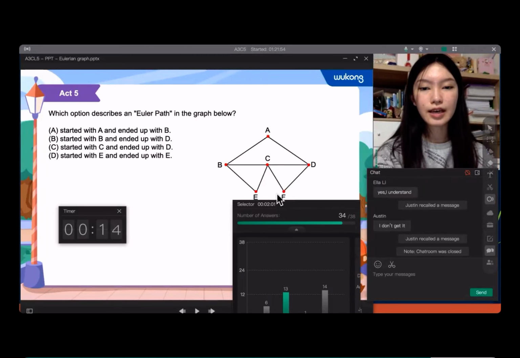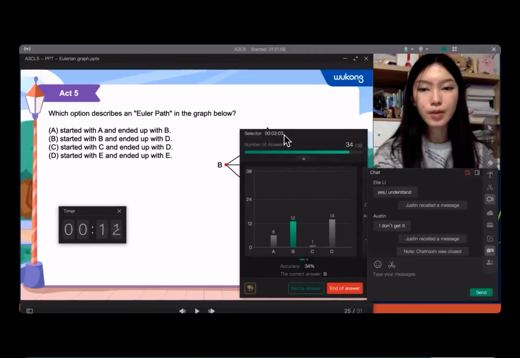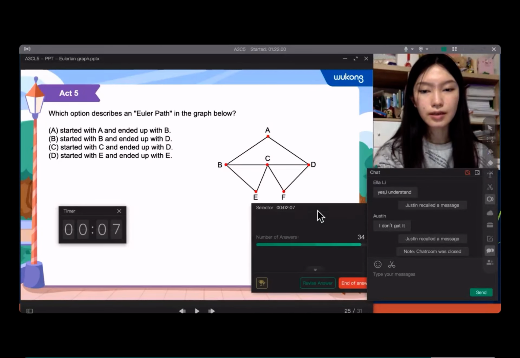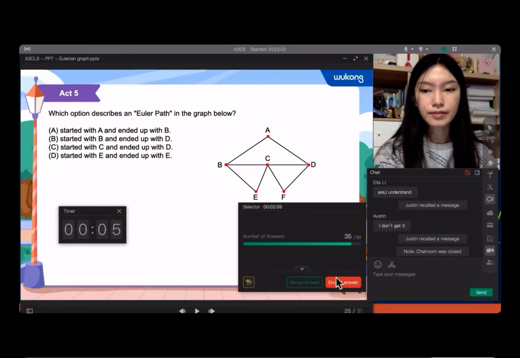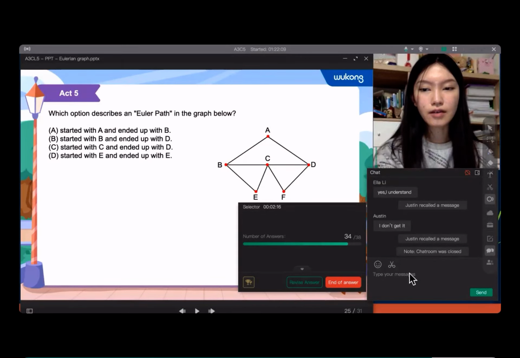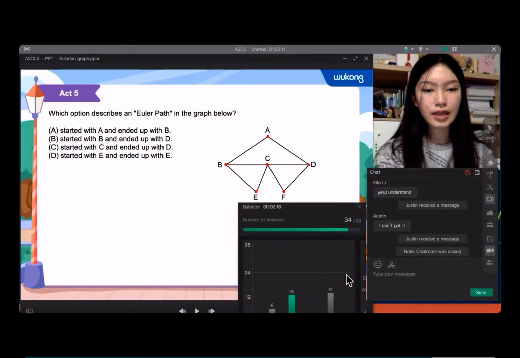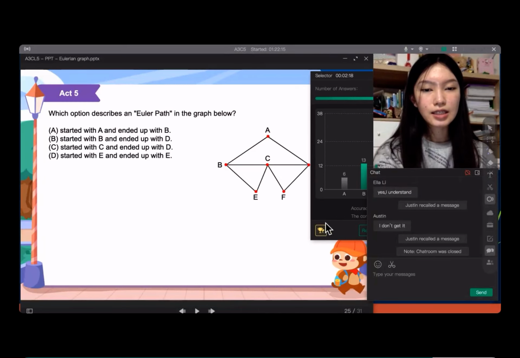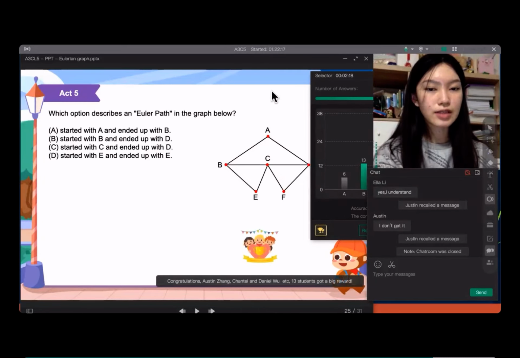Alright, time is nearly up. So if I could get you to pop in your answer, that would be great. Alright, so I'm going to end the answer now. Now the correct answer for this one is B. Congratulations for those that got it right.